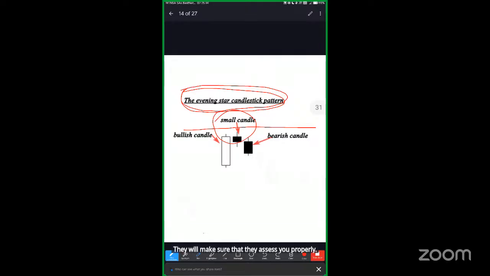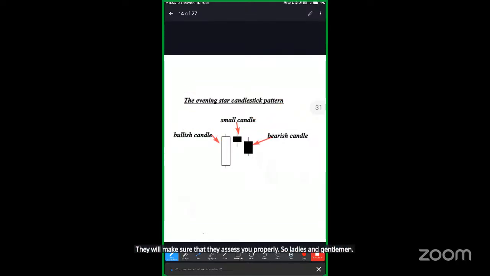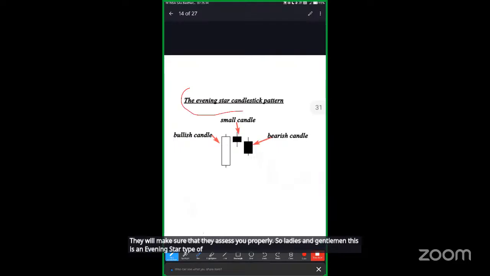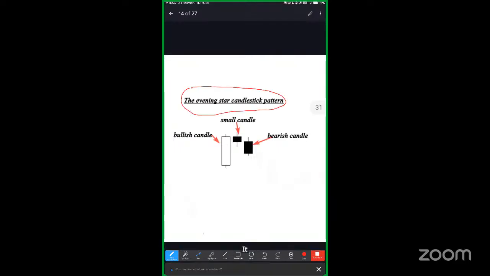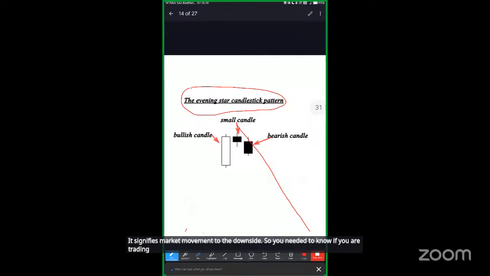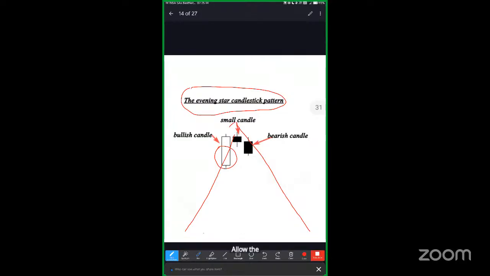So ladies and gentlemen, this is an evening star type of chart pattern. It signifies market movement to the downside. So you need to know, if you are trading, when the price has gone high up, it is better for you to take some profit and leave the market. Allow the market to come down again so that you can find another position to enter.